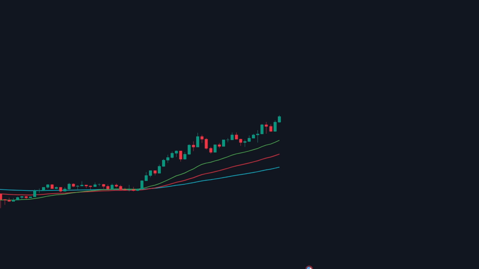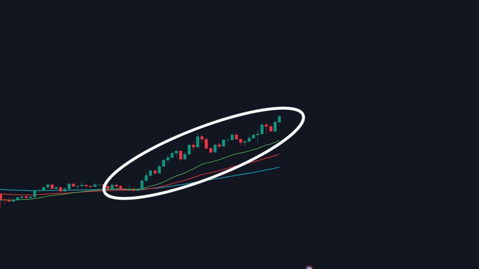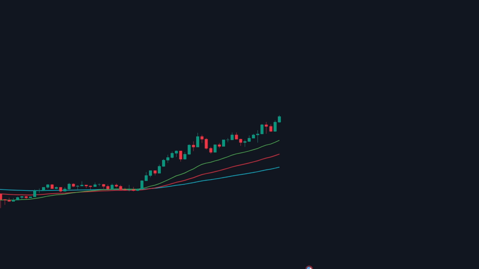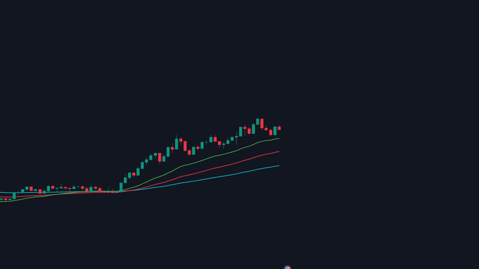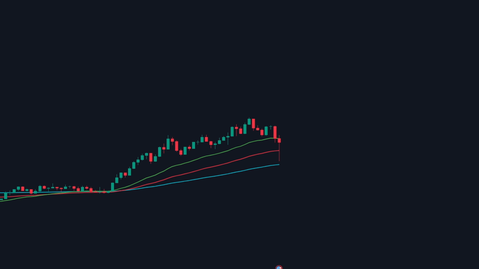For this strategy to work, the candles need to be fully outside of the 25 EMA like this. Once we find the setup, the next step is to find the entry signal. Our entry signal will be when the price makes a pullback and closes below the 25 or 50 EMA. Let me show you what I mean.